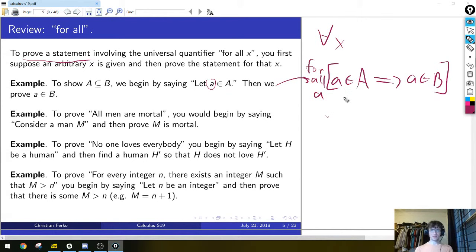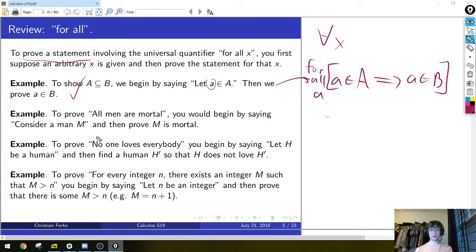So this is how you prove something is true for all x, right? You start with an arbitrary element, you prove it's true for the arbitrary element, and then you think of wrapping that whole argument in a for loop. So that's what we did with subsets.